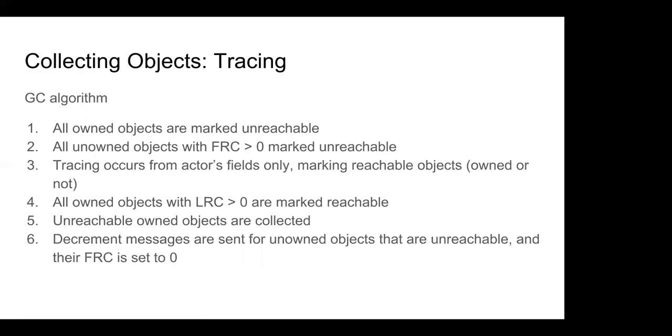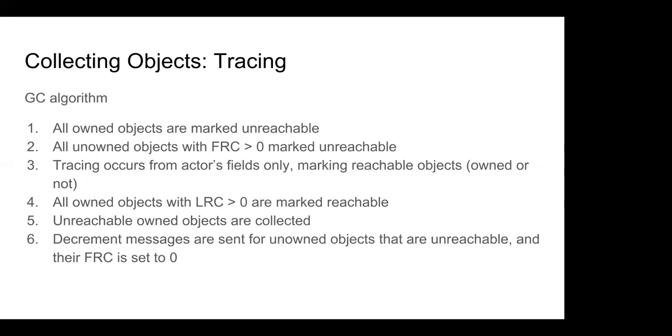After that, tracing occurs from the actor's fields only, and we mark all the reachable objects, whether they're owned or not. The fourth step is that all owned objects with a local reference count greater than 0 are marked as reachable. So even if they weren't reachable from the actor's fields, if the local reference count is greater than 0, they're reachable. Remember, the local reference count is the number of references from other actors to that object. Finally, unreachable owned objects are collected.